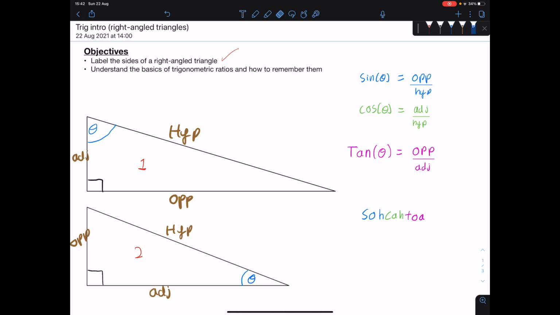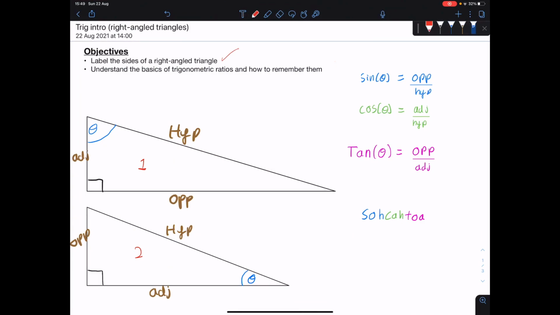In this next section of the video, now we have labelled the sides of a right angle triangle, I want to talk about trigonometric ratios and how to remember them. The three trigonometric ratios that I'm going to talk about are here. We have sine theta equals opposite divided by the hypotenuse. We have cos theta equals the adjacent side divided by the hypotenuse. And we have tan of theta equals the opposite side divided by the adjacent side.